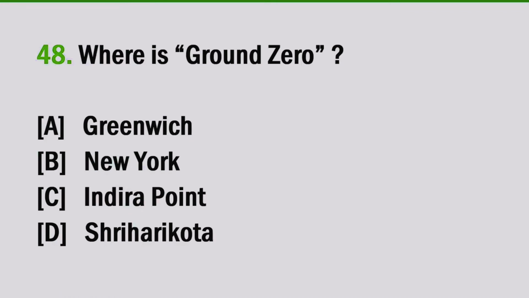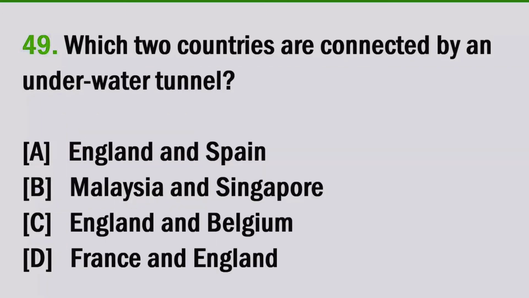Where is Ground Zero? Answer B. New York. Which two countries are connected by an underwater canal? Answer D. France and England.